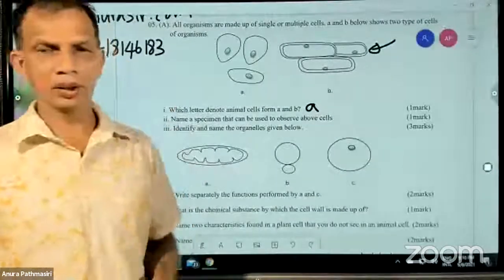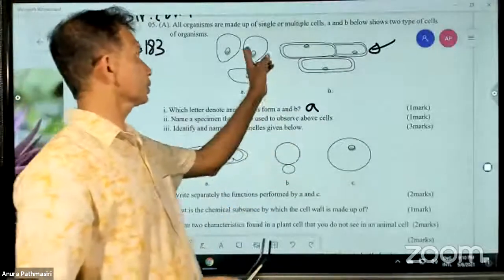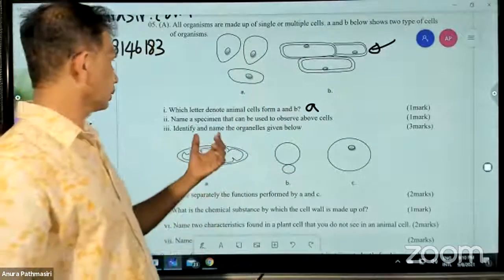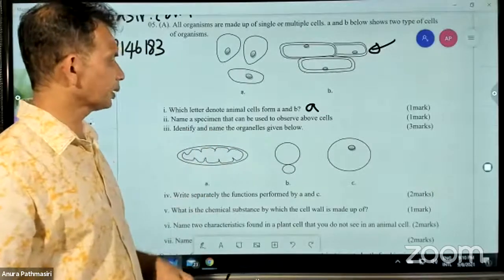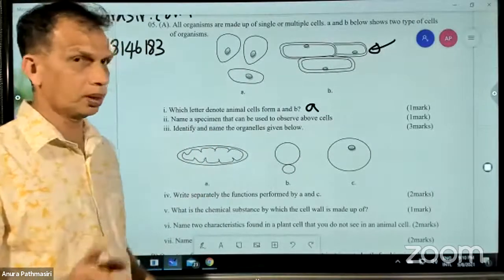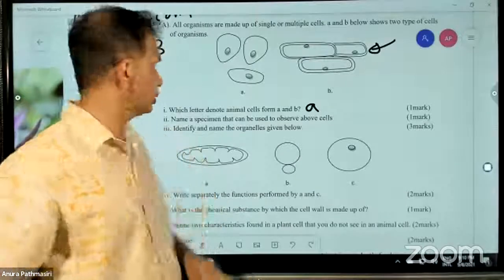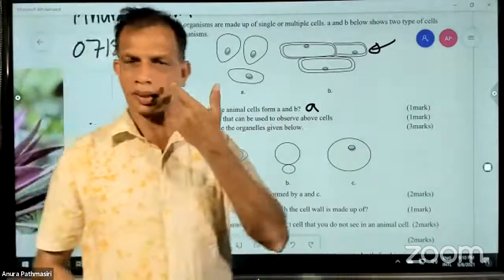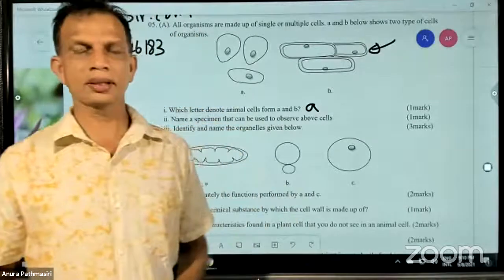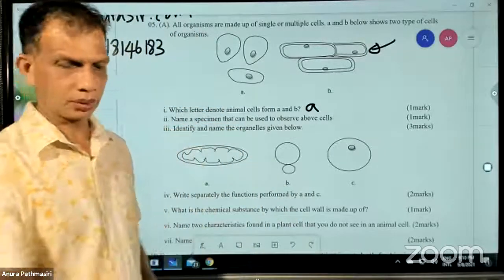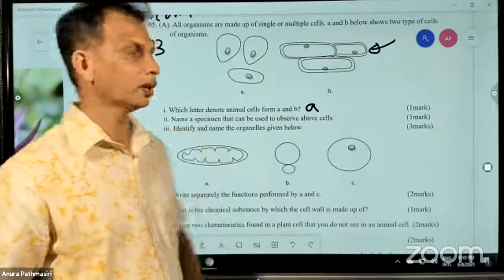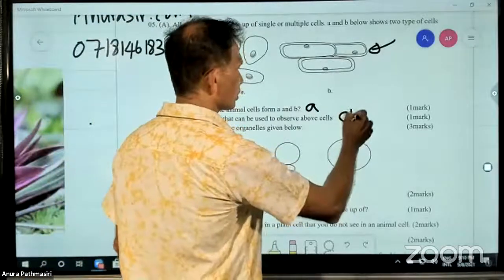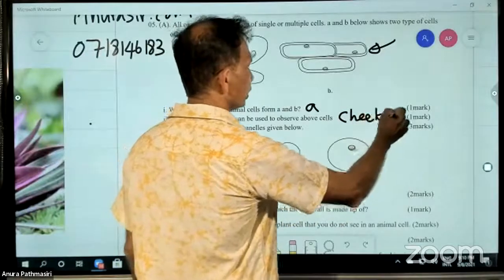Which letter denotes animal cells? The animal cell is A because that's a cheek cell. Name a specimen that can be used to observe animal cells. The specimen is taken from the cheek cells from the mouth. So the answer for this one is cheek cells.